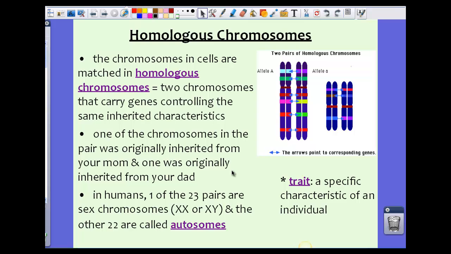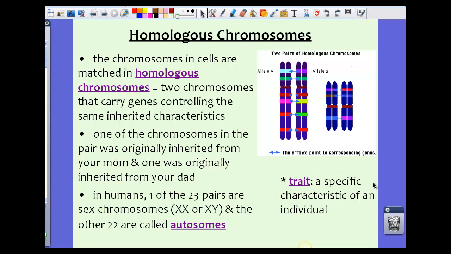One of the chromosomes in the pair was originally inherited from your mom, and one was originally inherited from your dad. So if we take a look at this particular one right here, let's say this side was from your mom, and that side was from your dad. In humans, one of the 23 pairs are sex chromosomes, basically the ones that make you male or female. The other 22 pairs are called autosomes. So we are going to talk about two sets. We have sex chromosomes and we have autosomes.